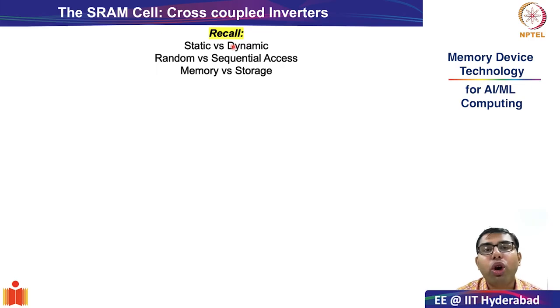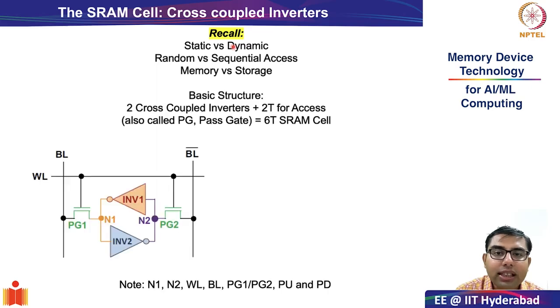The final thing that we want to discuss is that this is essentially a memory element, not storage, because it is catering to the immediate needs of the CPU's computing data. So with this, let us look at the basic structure of the SRAM cell. Here we have indicated the basic structure of the SRAM cell.